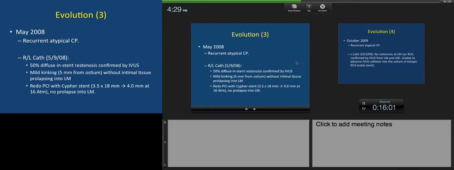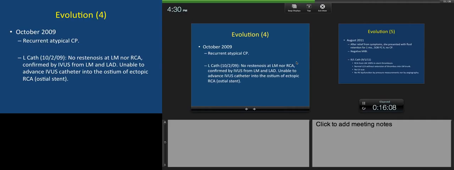After this, she went again home asymptomatic, and it wasn't until a year and a half later, in October 2009, when she again had typical chest pain, and a left cath was done, which showed no restenosis at the left main, nor at the RCA, confirmed by IVUS only of the left main and the LAD, since the IVUS catheter was unable to go to the ostium of the ectopic RCA.